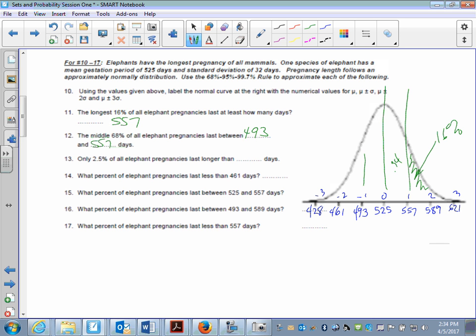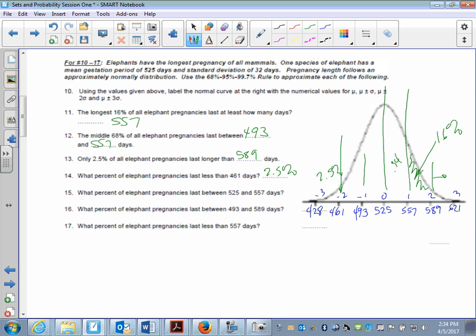Only 2.5% of all elephant pregnancies last longer than what? Now, 2.5% is to the right of 2 standard deviations, so we would say 589 here. What percent of elephant pregnancies last less than 461? Now that again, 461 is here. There's 2.5% less than that, so 2.5%.